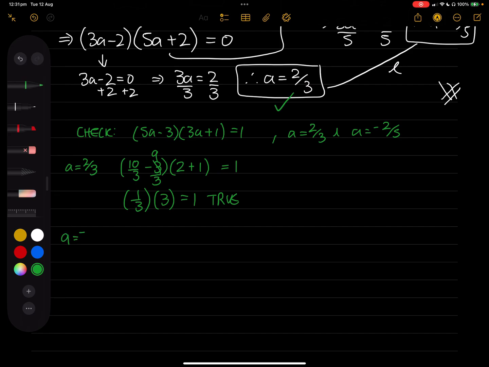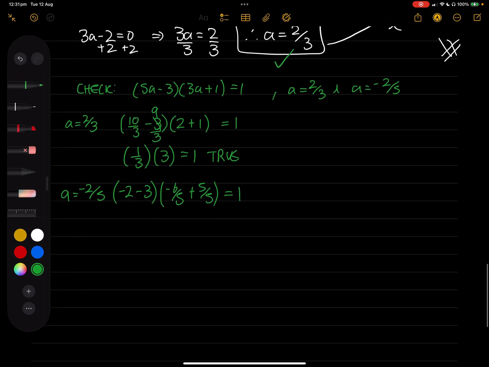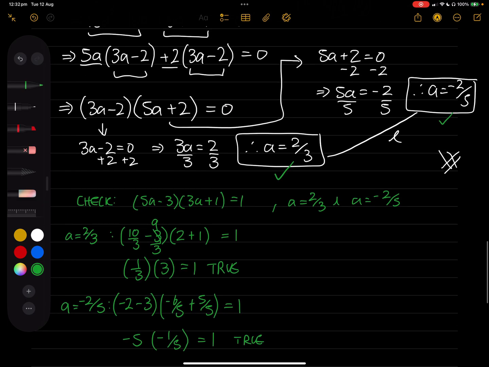Now we need to check the minus 2/5. So we have 5 times minus 2/5. That's minus 2, minus 3, multiplied by 3 times minus 2/5. That's minus 6/5 plus 1, which is 5/5, equals 1. Well, minus 2 minus 3 is minus 5. Minus 6/5 plus 5/5 is minus 1/5. Minus 5 times minus a fifth is 5/5, which is 1. So this is also true. So therefore, a equals minus 2/5 is correct as well.